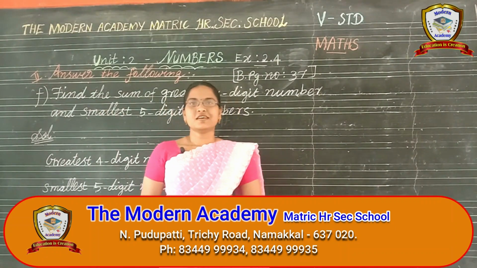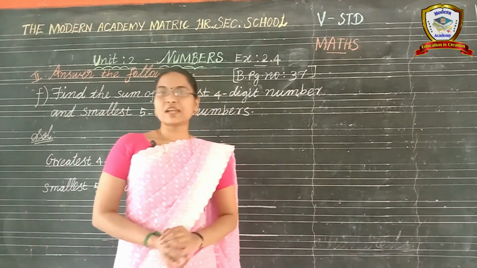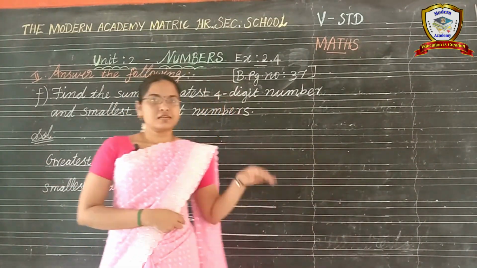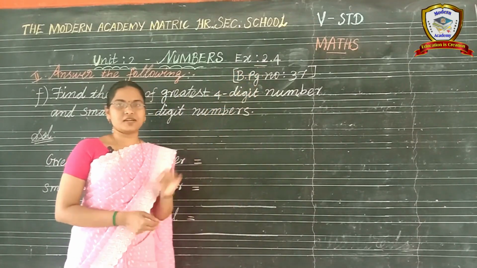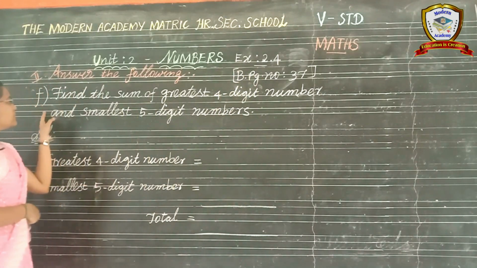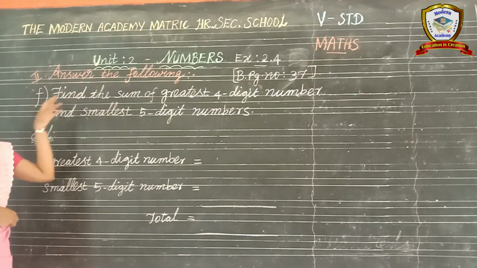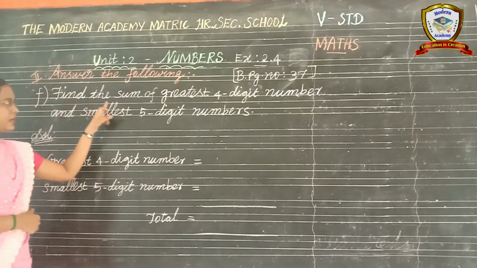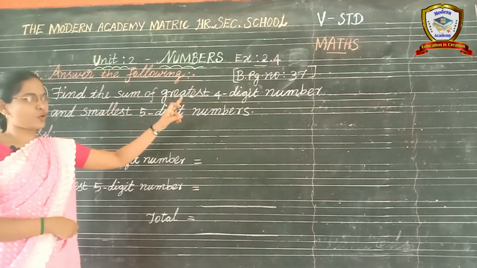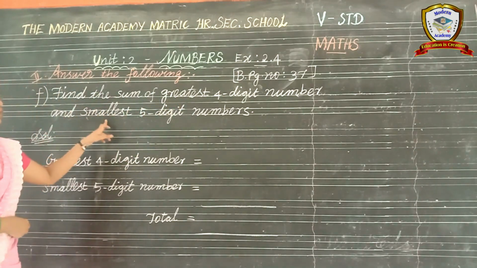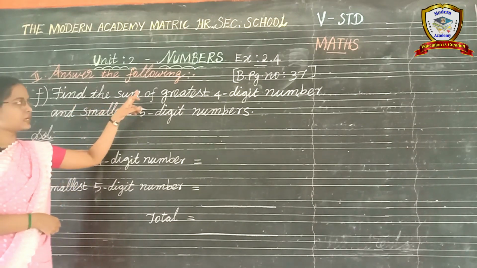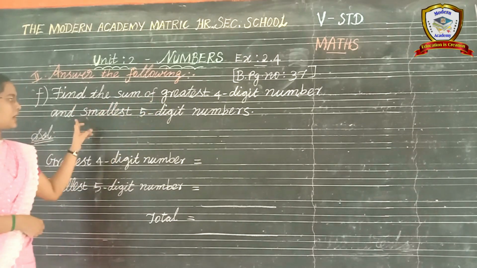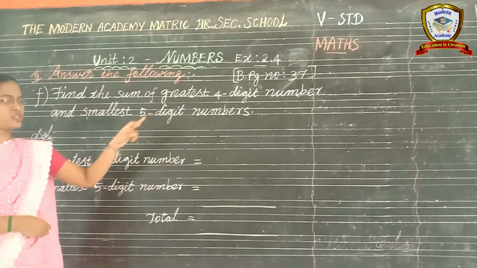Hello students, today we are going to see second unit numbers, exercise 2.4 in book page number 37. Listen, second Roman, answer the following F sum. Find the sum of greatest 4-digit number and smallest 5-digit numbers. We have to sum the greatest 4-digit number and the smallest 5-digit number.